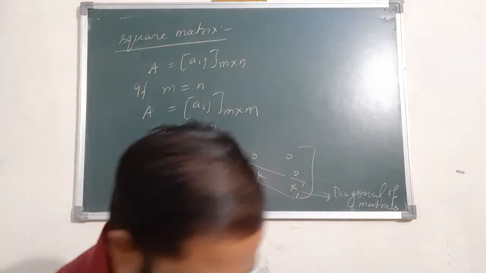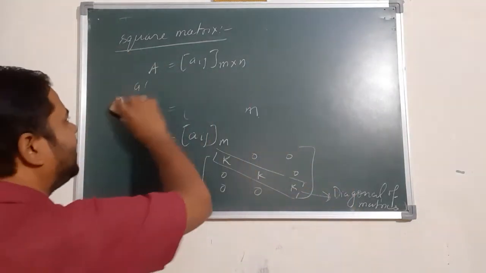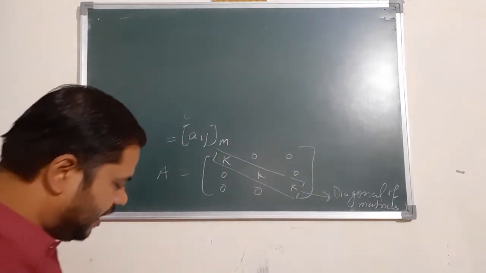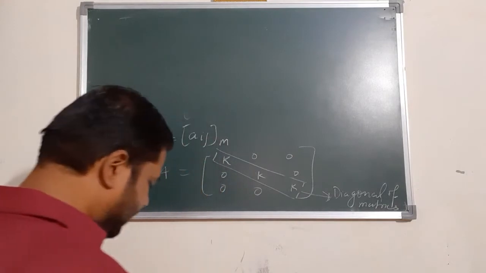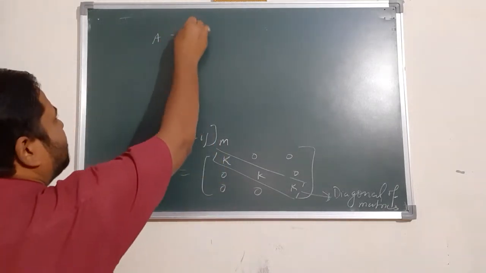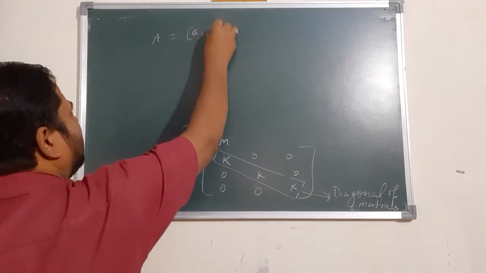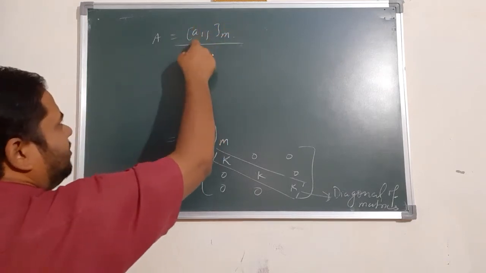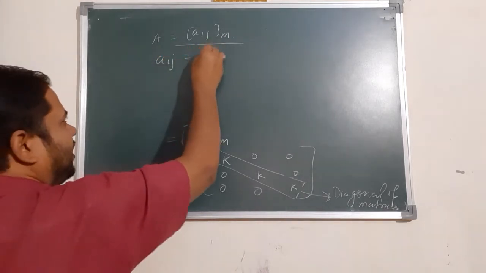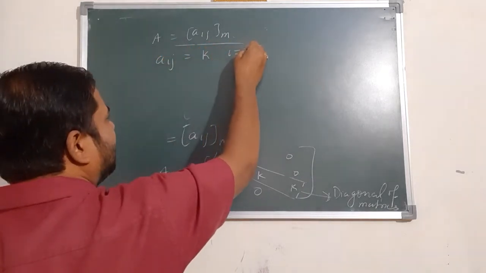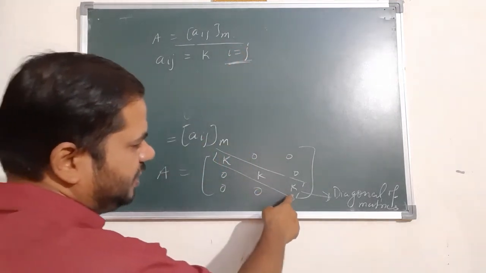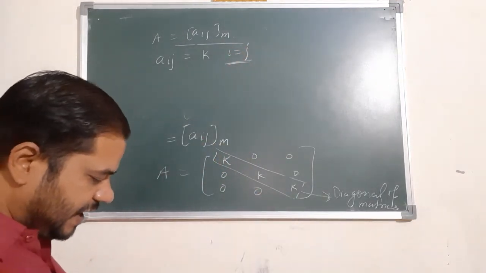Okay, if you want to write it mathematically, then you can say a matrix A is said to be a diagonal matrix, a square matrix of order M is said to be a diagonal matrix if Aij is equal to K for i equal to j. That means whenever diagonal, A11, A22 to A33, these are K.